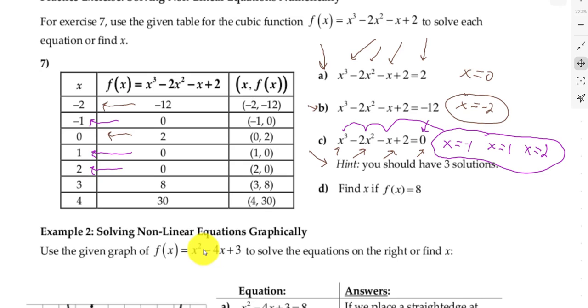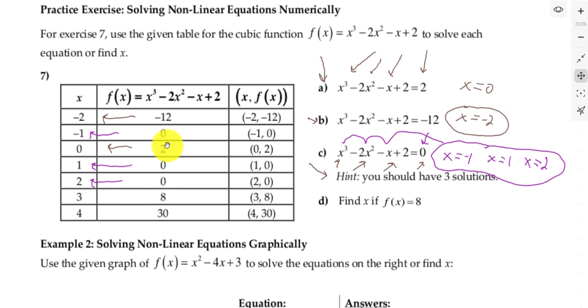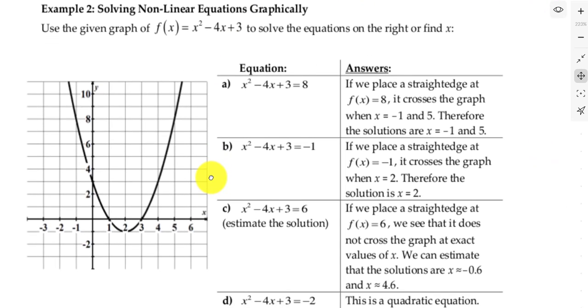In the last video we solved a nonlinear equation numerically, meaning we looked at the table and we were able to come up with solutions, right? So if I wanted to know the value of x that would give me negative 12, I'd go to negative 12 and find x. In this case the answer was x equals negative 2. So we solved equations numerically, now we're going to try to do it graphically.